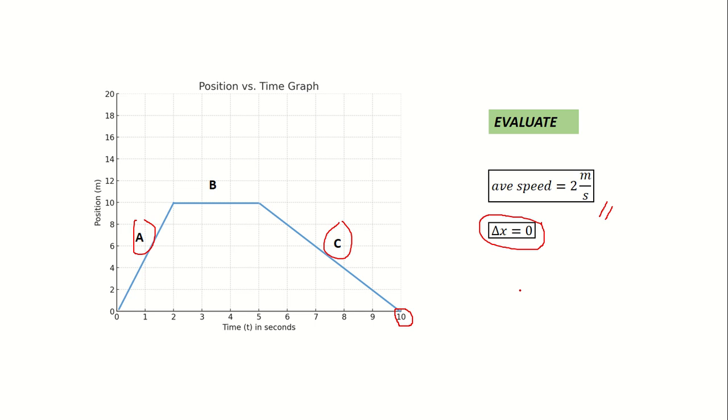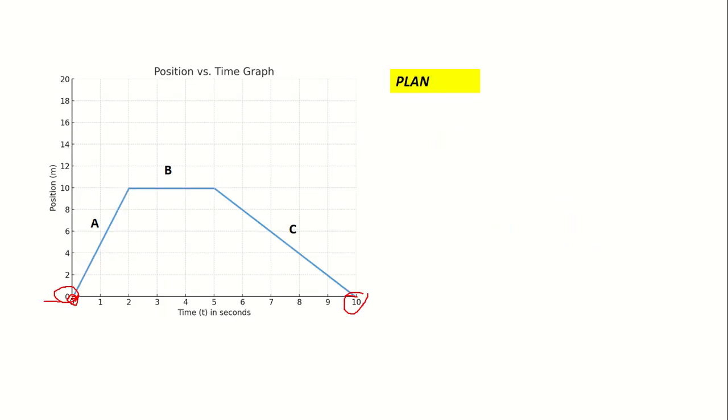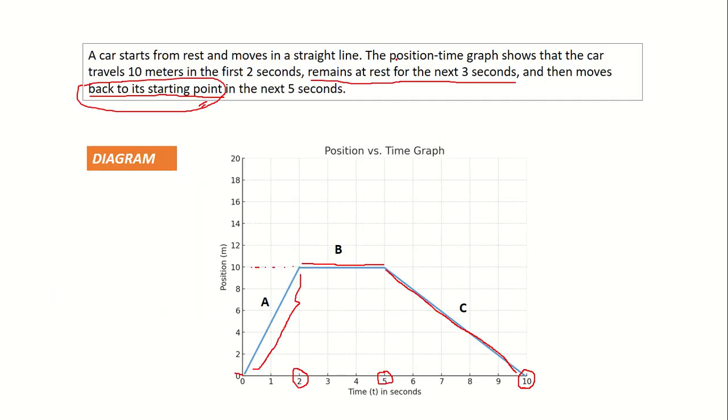Okay. So let me just show you again the problem. Even if hindi ito pinakita, this part, maybe the problem stated the car travels 10 meters in first 2 seconds and so on and so forth. Take the initiative to create a position time graph or a velocity time graph kung yun yung hinihingi or kung yun yung applicable. Maybe that will help you to solve the problem.